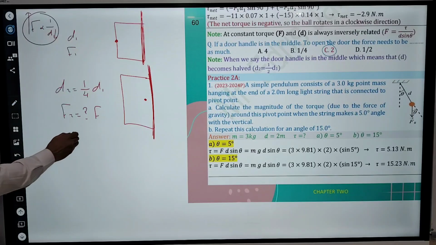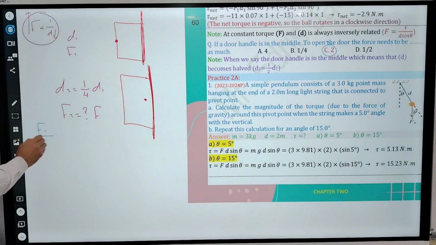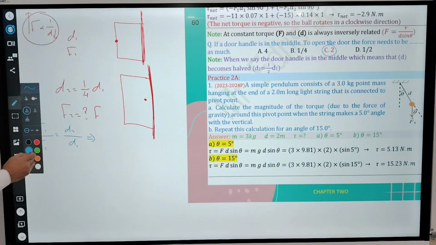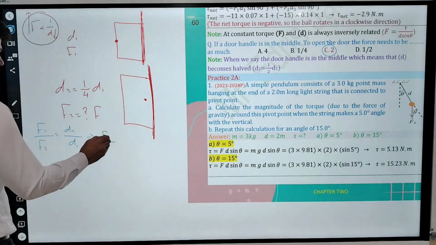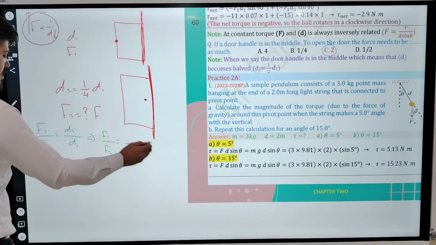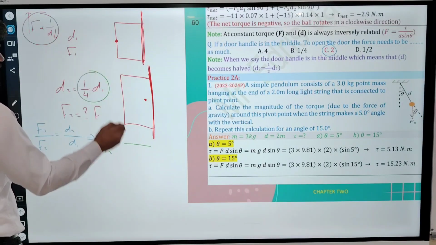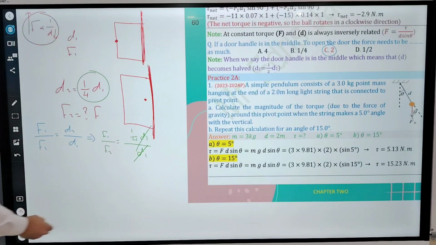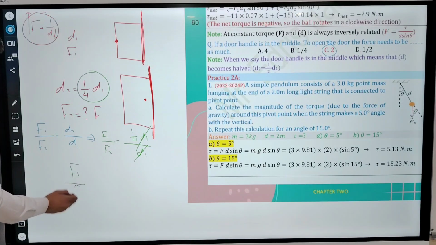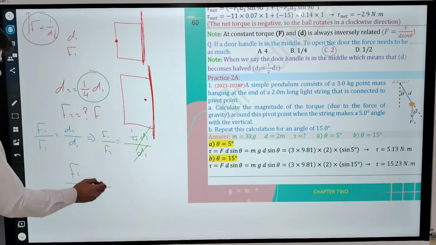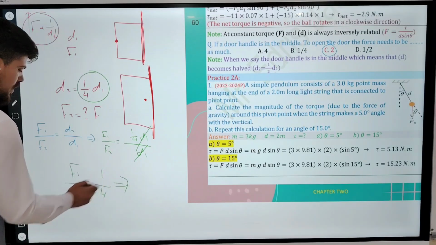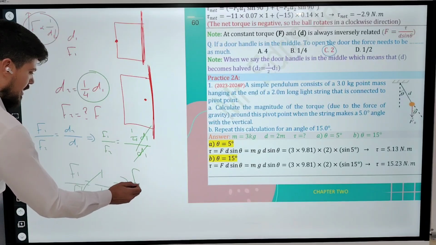How can you solve this? You have to say F1 over F2 is equal to D2 over D1 because they are inversely related. Okay? So, F1 over F2 is equal to what? D2. Instead of D2, write down what? 1 over 4 D1 over D1. D1 with D1 cancel. What remains? F1 over F2, 1 over 4 divided by 1, is equal to 1 over 4. Cross multiplication, 1 times F2, F2.